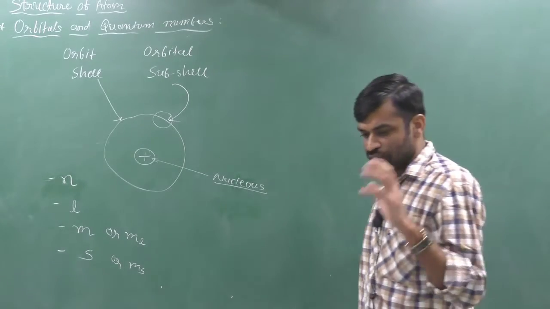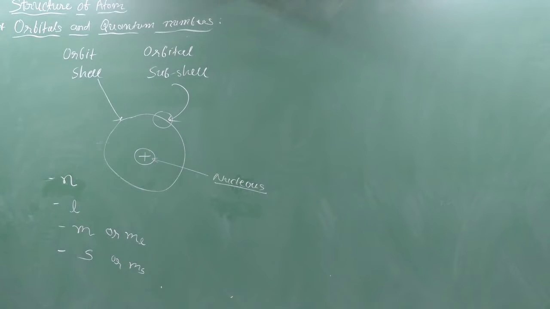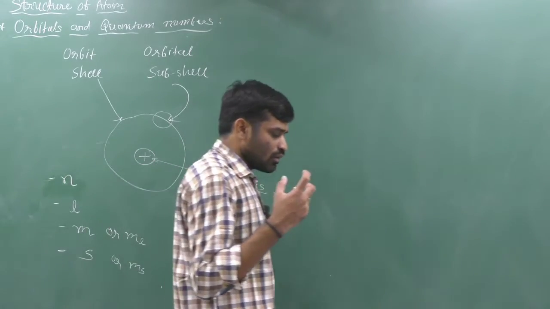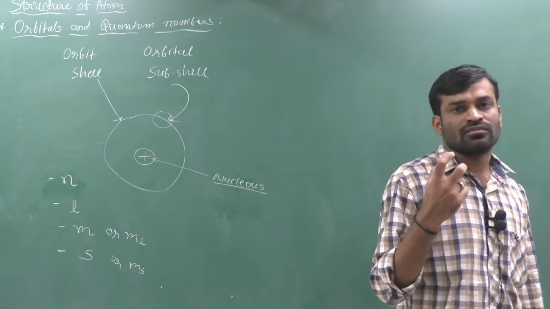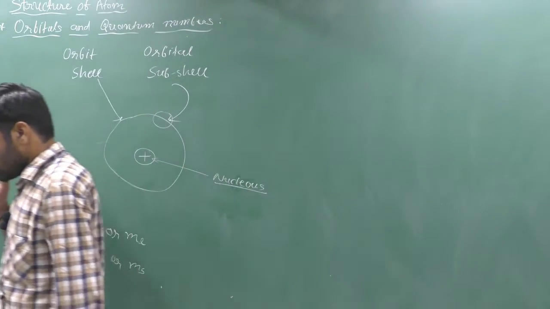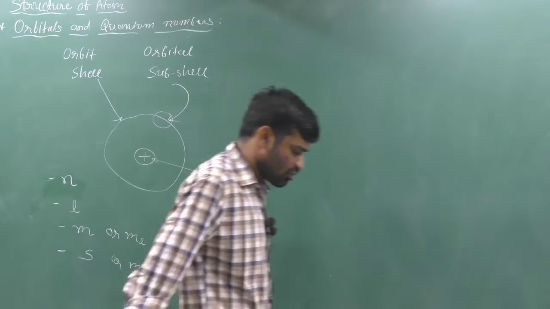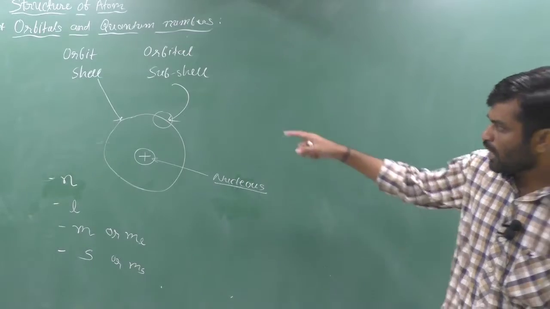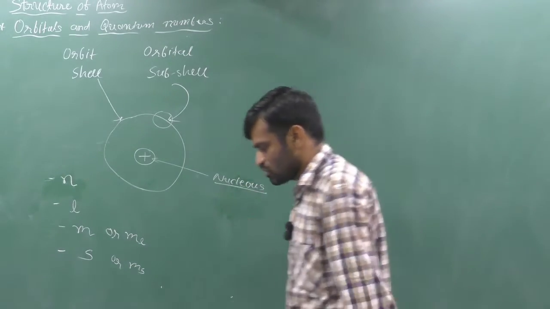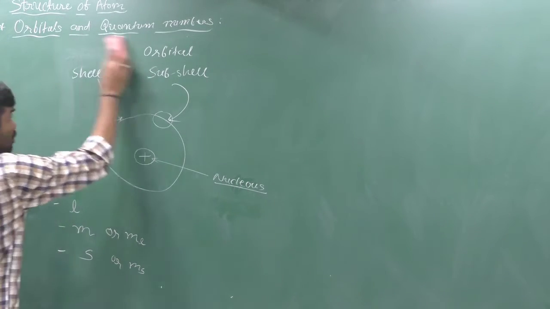Clear? So first of all, what is orbital? If someone asks what is orbital, then we can say that orbital is nothing but a small region in which we have maximum probability of finding the electron around the nucleus. And the circular path in which the electron may be found and moves is known as orbit. Clear? Now we can start with the quantum numbers.